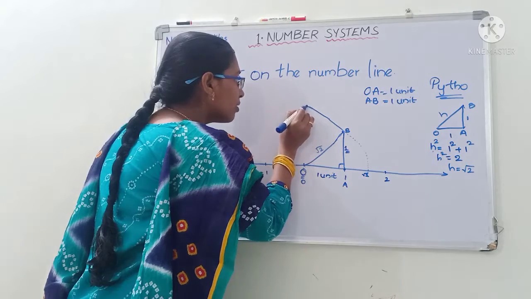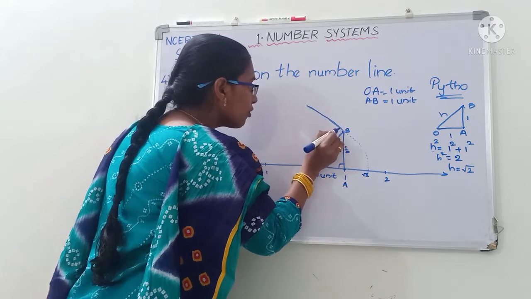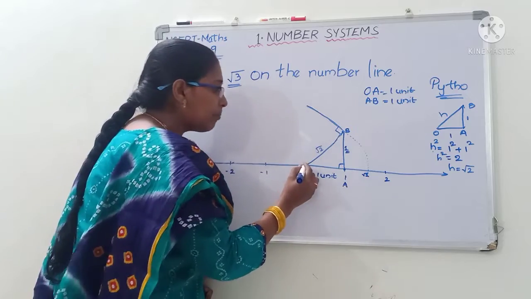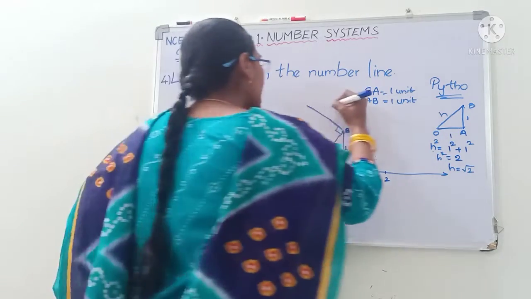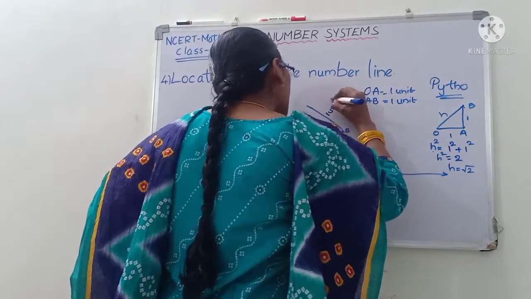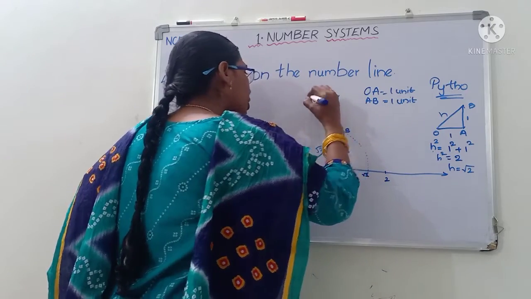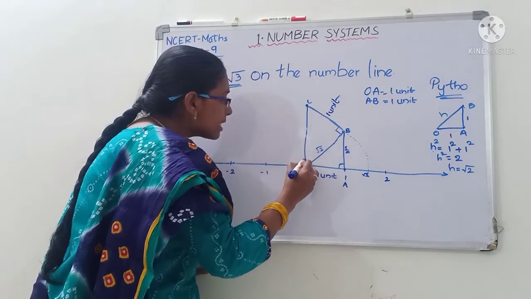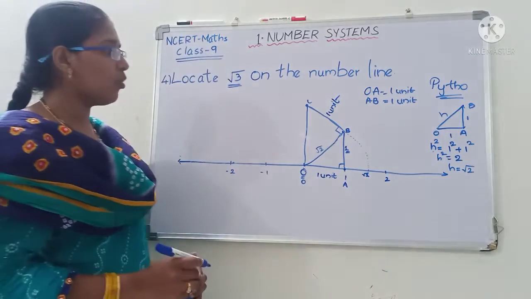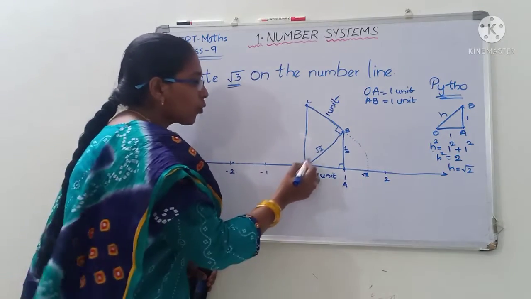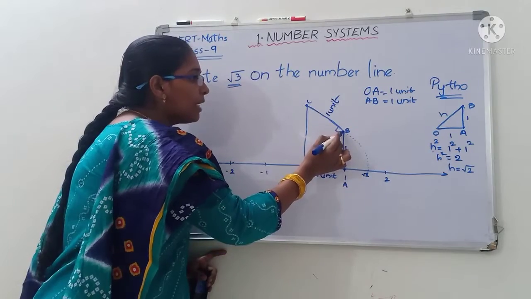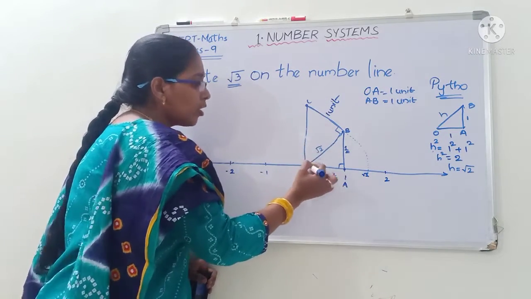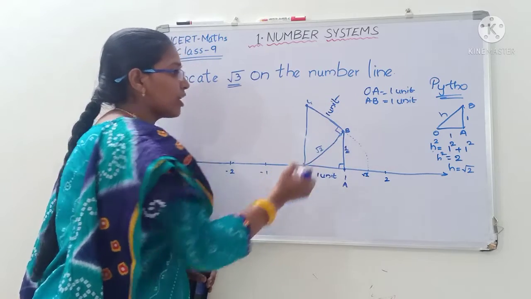Draw a perpendicular line to OB, and the length of this should be 1 unit. Mark the point as C. Now join O and C. Now join O and C, children. You got OB as root 2. At B, you draw a perpendicular of length 1 unit. Now this is root 2 and this is 1 unit, children.